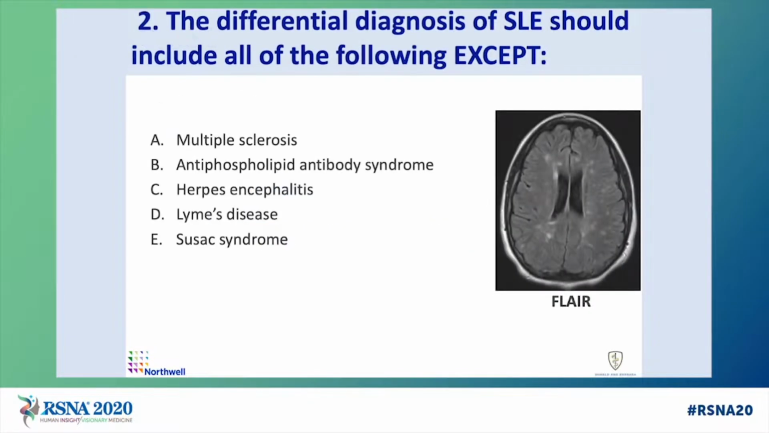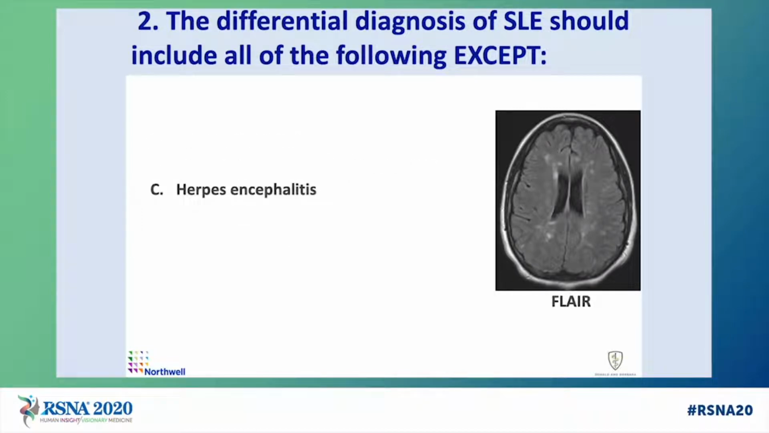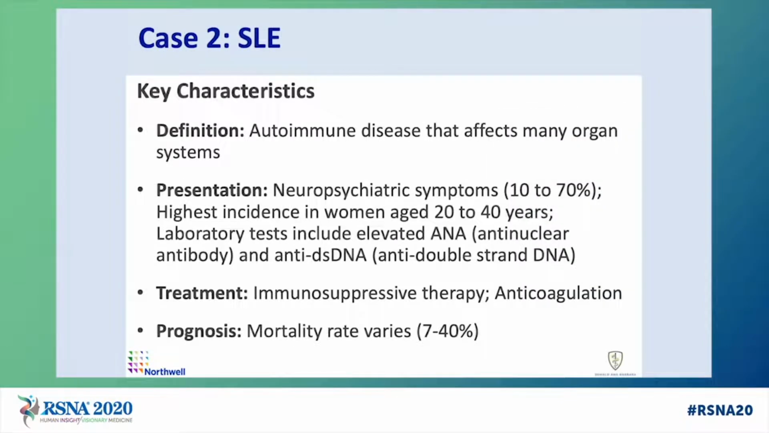The question for this case is, the differential diagnosis of SLE should include all of the following except: A. Multiple sclerosis, B. Antiphospholipid antibody syndrome, C. Herpes encephalitis, D. Lyme disease, or E. Susac syndrome. The correct answer is C. Herpes encephalitis. Let's review the key characteristics.